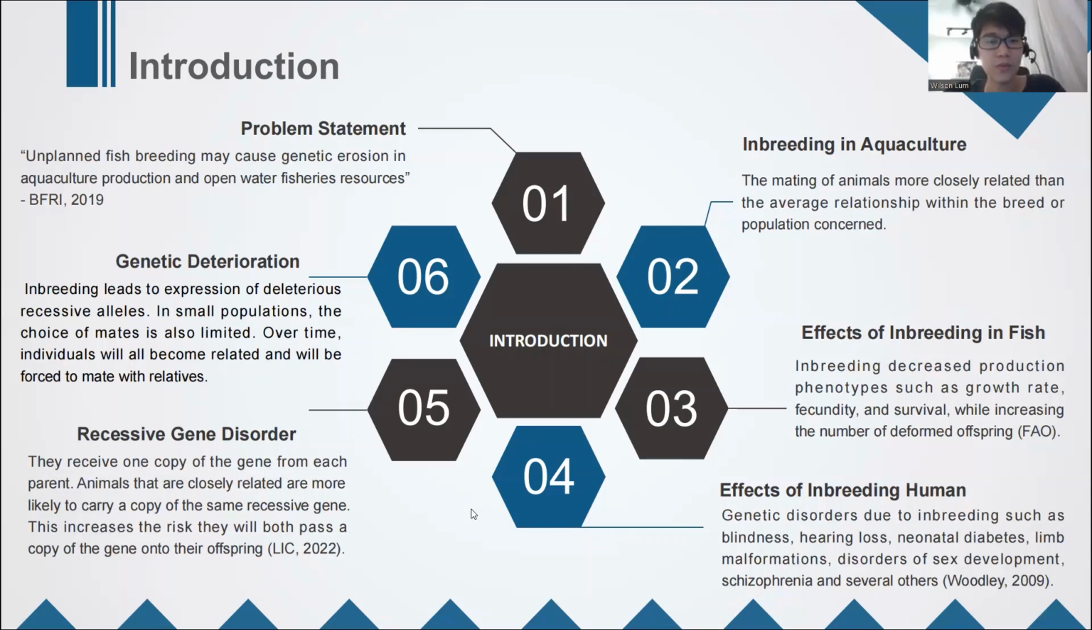The last one, we're going to talk about genetic deterioration, where inbreeding is going to lead to expression of deleterious recessive alleles. In a small population, the choice of mates is also limited. Over time, individuals will all become related and will be forced to mate with relatives.